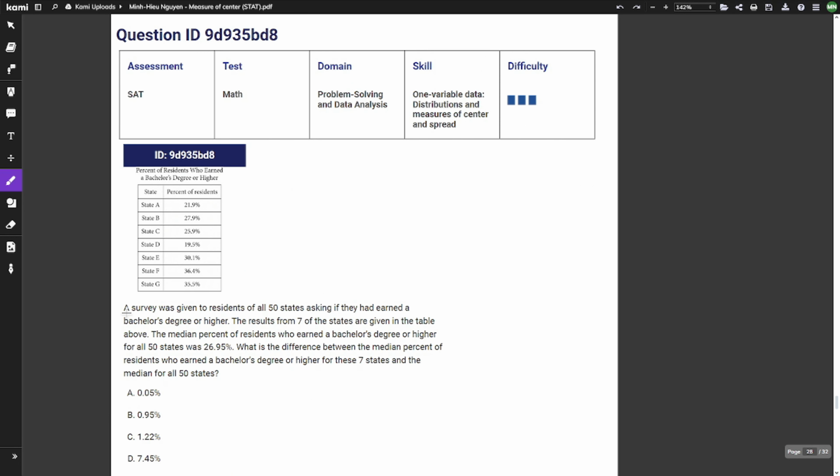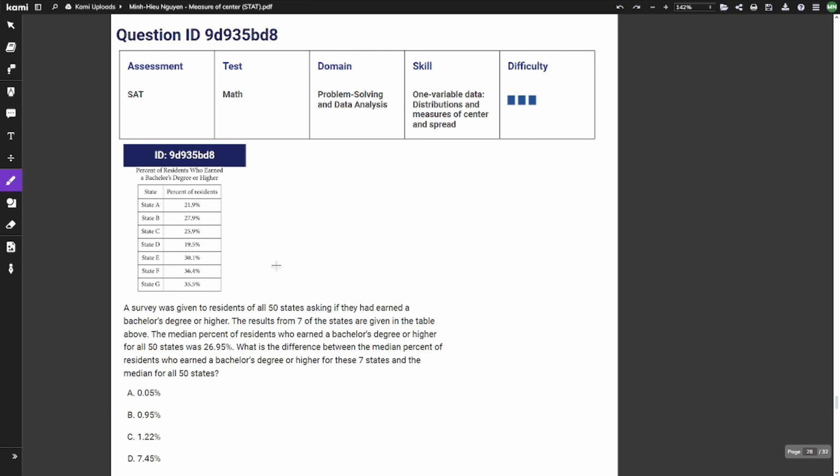Question number 28. A survey was given to residents of all 50 states asking if they had earned a bachelor's degree or higher. The results from 7 of the states are given in the table above. The median percent of residents who earned a bachelor's degree or higher for all 50 states was 26.95%. What is the difference between the median percent of residents who earned a bachelor's degree or higher for these 7 states and the median for all 50 states?